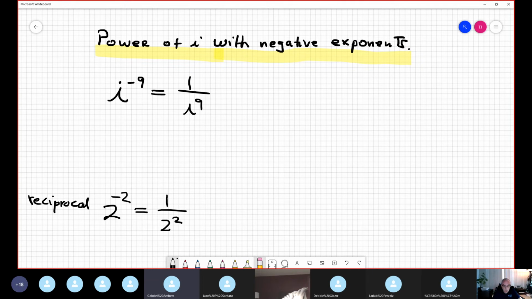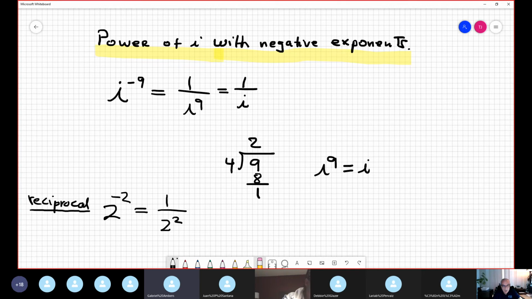Because first of all, you need to solve the exponent as positive now. This idea, the reciprocal, allows me to change a negative exponent to a positive exponent. But I face the problem of the positive exponent. You know, 9 divided by 4, remember, always divide by 4, because I proved here that the pattern of the i powers repeats every 4. So 9 divided by 4 is 2 and the remainder is 1. I take the remainder. I know that i to the 9 is equivalent to i, so 1 over i. And that's it, professor?